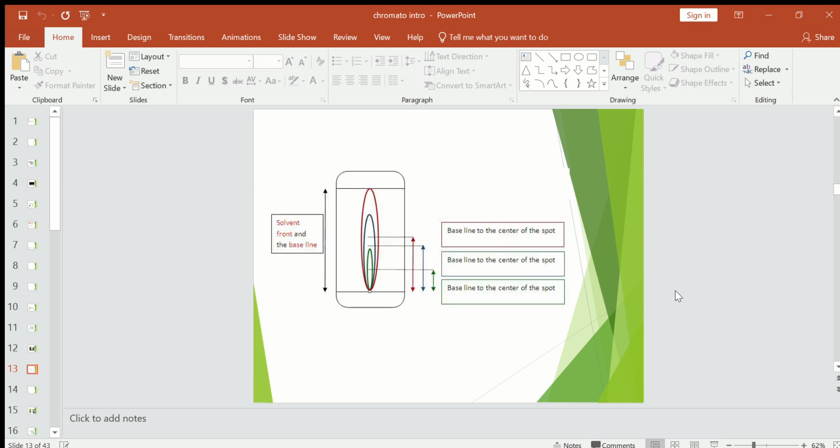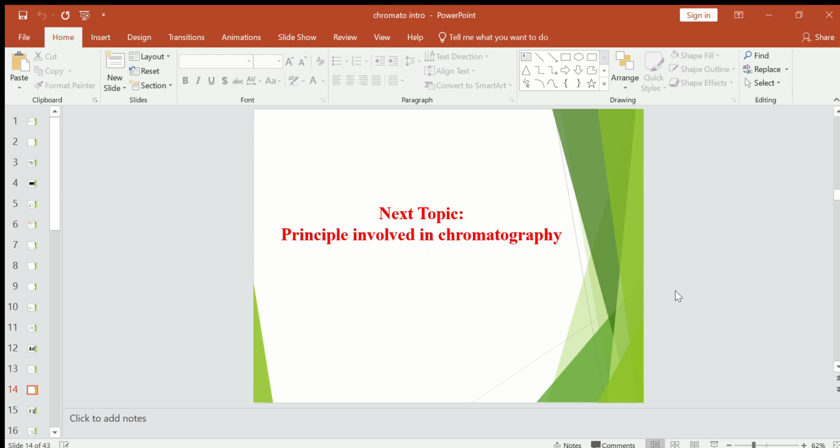So in today's lecture, I told you about what is chromatography, its important terminologies, how RF value can be calculated, and in the next lecture, I will be discussing with you all what are the principles involved in chromatography. Like if a component has more affinity towards the stationary phase, what does it mean? What are the basic principles due to which the components are separated, and which separation has the highest resolution? These points will be discussed in the next lecture.